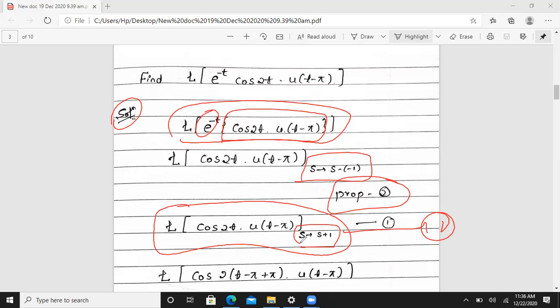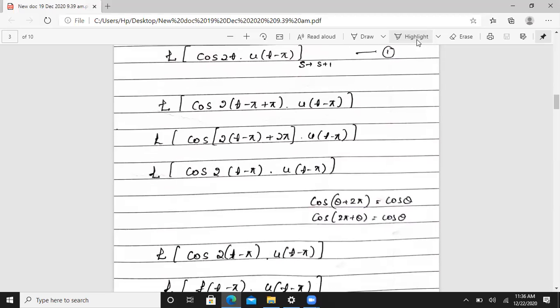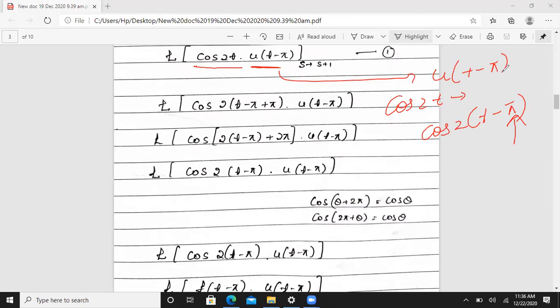Okay, and now we will take only this function. It is Laplace transformation of cos 2t into u of t minus pi. Okay, so this cos 2t we convert it as cos of 2 into t minus pi. Why pi only? Because we have here u value, that is u of t minus pi. So that's why we will convert it as t minus pi. So this cos 2t function I will write as cos 2 into t minus pi plus pi, that is 2 into t minus pi plus pi.